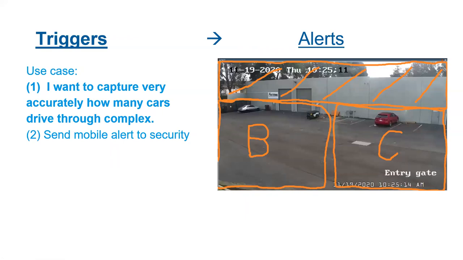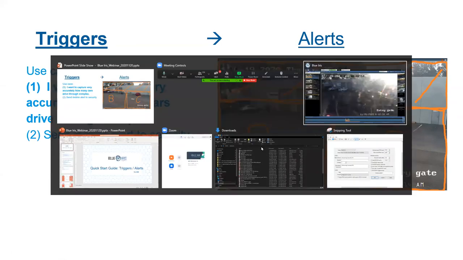These are cars that I'm concerned about. Cars can't fly, so all this stuff up top, I don't really care about. I'm going to define two zones, B and C. And then finally I'm going to say any objects of car size that go between B and C or vice versa, send an alert to security. So how do I do that? Here we go to the demo.